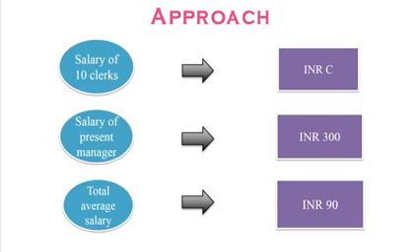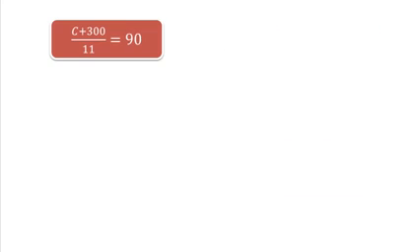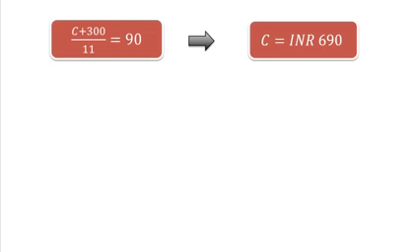So how do you get the total average salary? We take the sum of salaries of these 10 clerks and the present manager divided by 11. How did you get 11? It is 10 clerks plus the present manager. So it is 11. Okay, so how do you write it in the form of an equation? It is C plus 300 divided by 11. That will be equal to 90, which is the total average salary. From this, you can get the value for C. What is it? C equal to 690 Indian rupees. That is, the salary of 10 clerks is equal to 690 rupees.